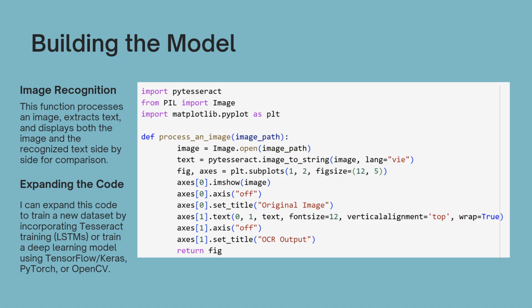Taking advantage of a pre-trained model, I was able to create a working OCR. This function processes an image, extracts text, and displays both the images and the recognized text side by side for comparison. In the future, I can expand this code to train a new dataset by incorporating Tesseract training or train a deep learning model using TensorFlow, PyTorch, or OpenCV.